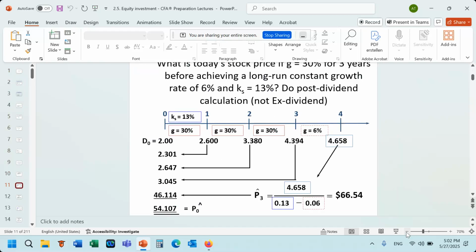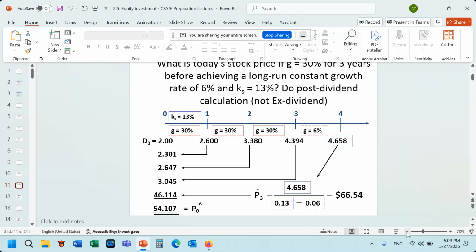And here we have to consider if we have a post-dividend calculation or pre-dividend calculation. Post-dividend means that the dividend is paid to the owner before she or he sold us the stock. So we are not getting that $2. Someone else got it and then sold us the stock. This problem says do a post-dividend calculation. If the problem in CFA said do an ex-dividend calculation, it means the dividends are not paid yet, so you add the $2 with the other cash flows.